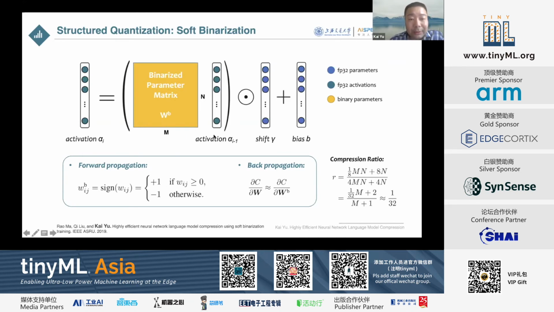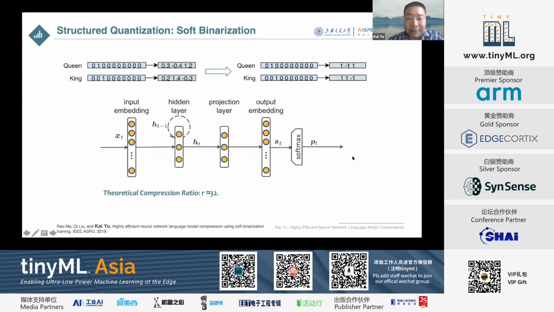When we train the binarized parameter matrix, in the forward propagation, we quantize all the parameters so that we only have -1 and +1. And when we do back propagation, we regard it as a real value and do normal back propagation. So this is how we train a binarized neural network.